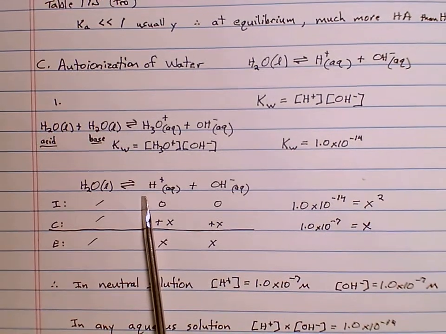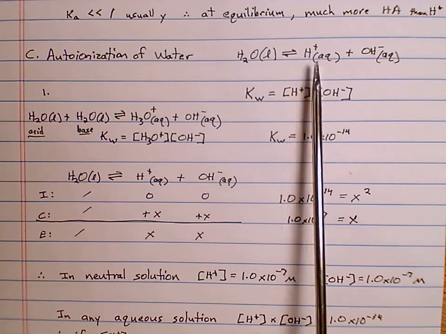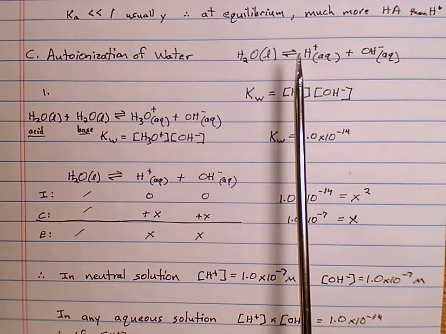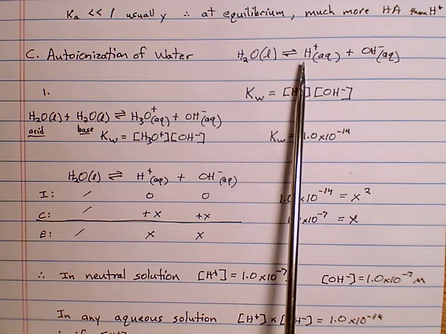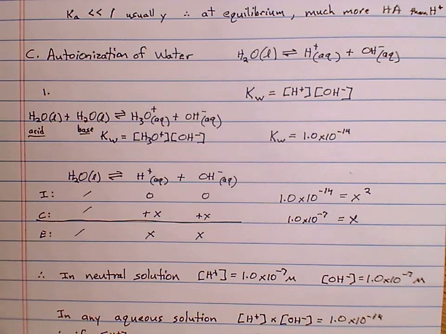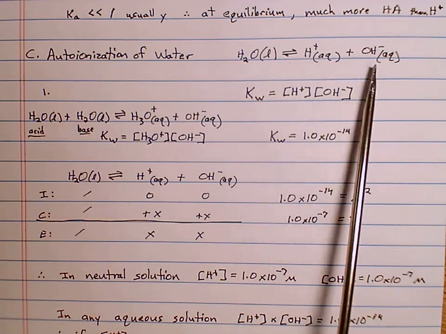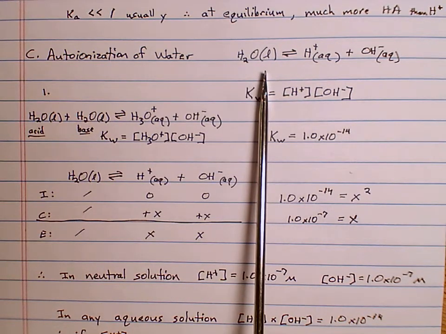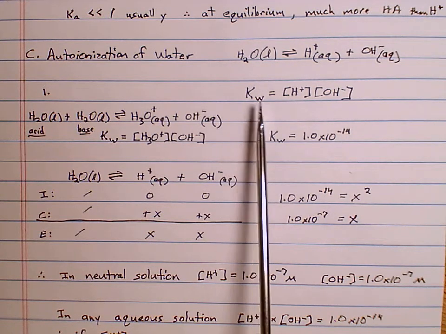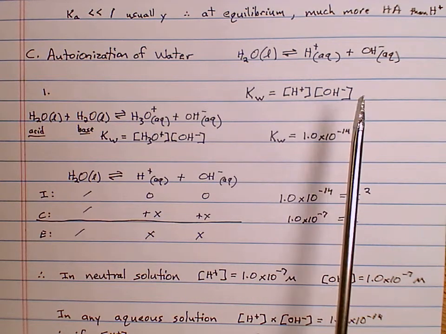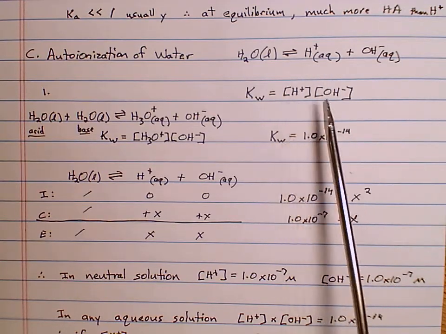So, autoionization of water. Essentially, as Arrhenius would write it, H2O liquid is in equilibrium with H+ aqueous plus OH- aqueous. Liquid water dissociates into H+ and OH-. Now, if you are going to write the equilibrium constant expression, products over reactants, notice our reactant is a liquid, so this is just the equilibrium constant expression. Since it's water, we're going to call it Kw, equals the concentration of H+ times the concentration of OH-. Now, the question is, what are these concentrations?